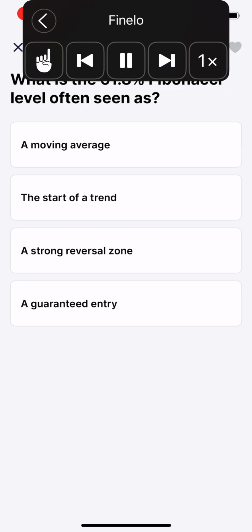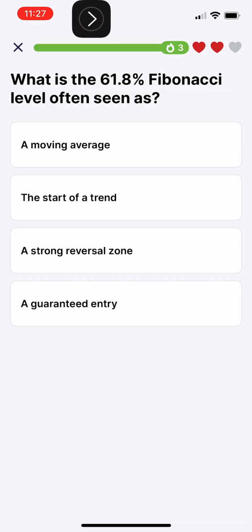Three. What is the 61.8% Fibonacci level often seen as? A moving average, the start of a trend, a strong reversal zone, a guaranteed entry.